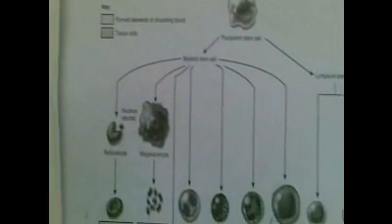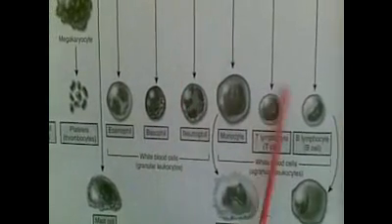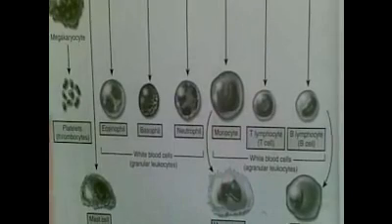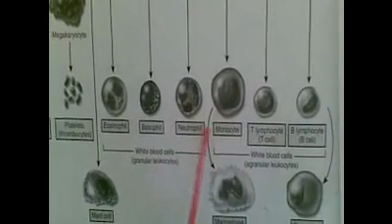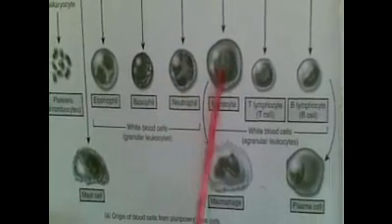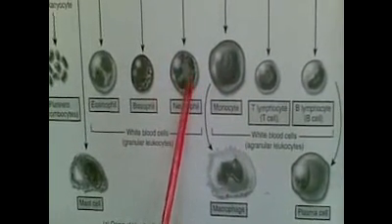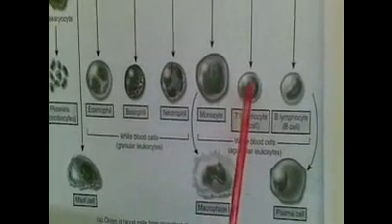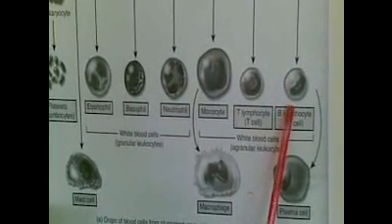The body cells that react to protect us against infections or antigens are leukocytes, which are also known as white blood cells. There are two important sets of white blood cells: the phagocytic cells, which are monocytes, macrophages, and neutrophils. And the other set is the lymphocytes, which are the T cells and the B cells.